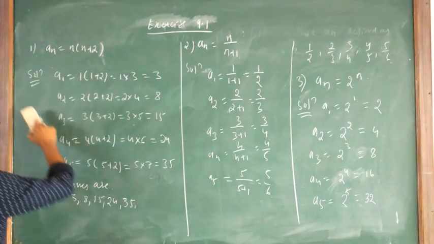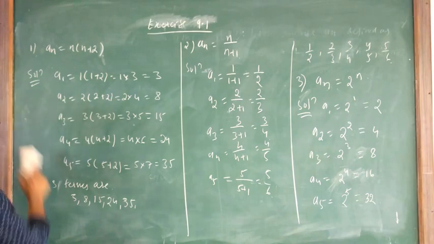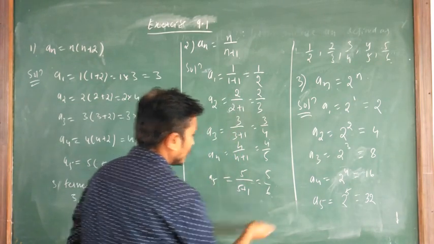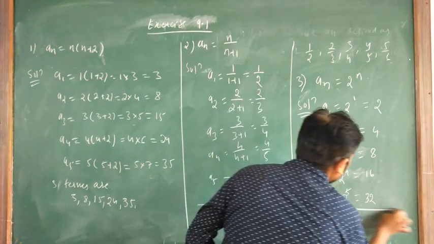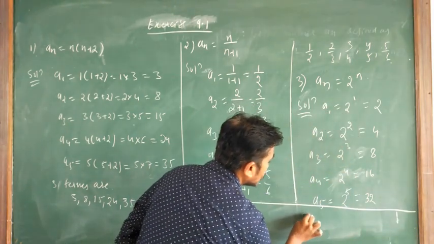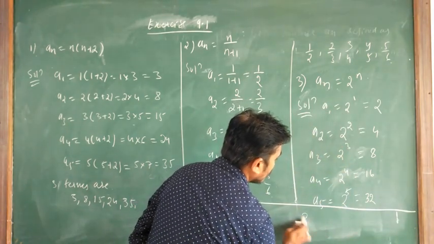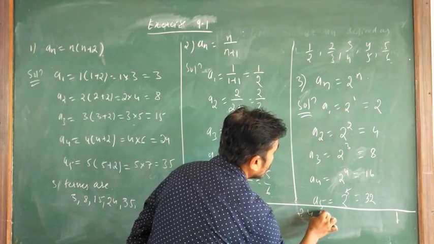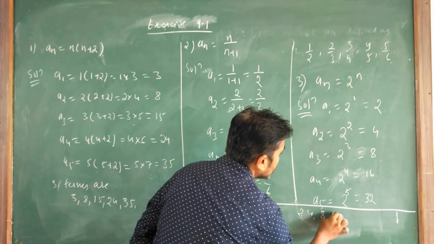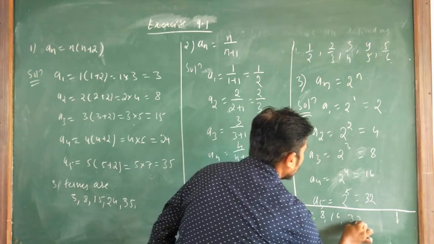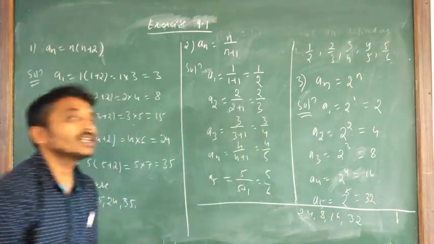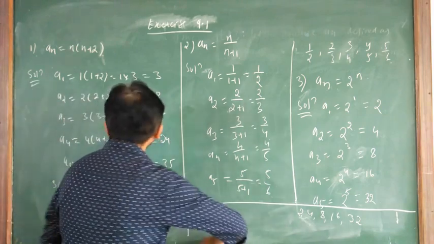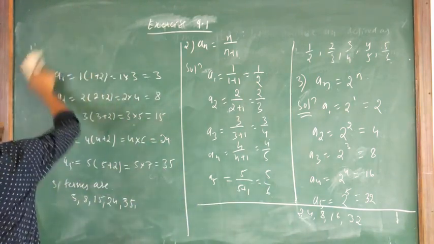The 5 terms of this sequence are 2, 4, 8, 16 and 32. We'll move to the next question.